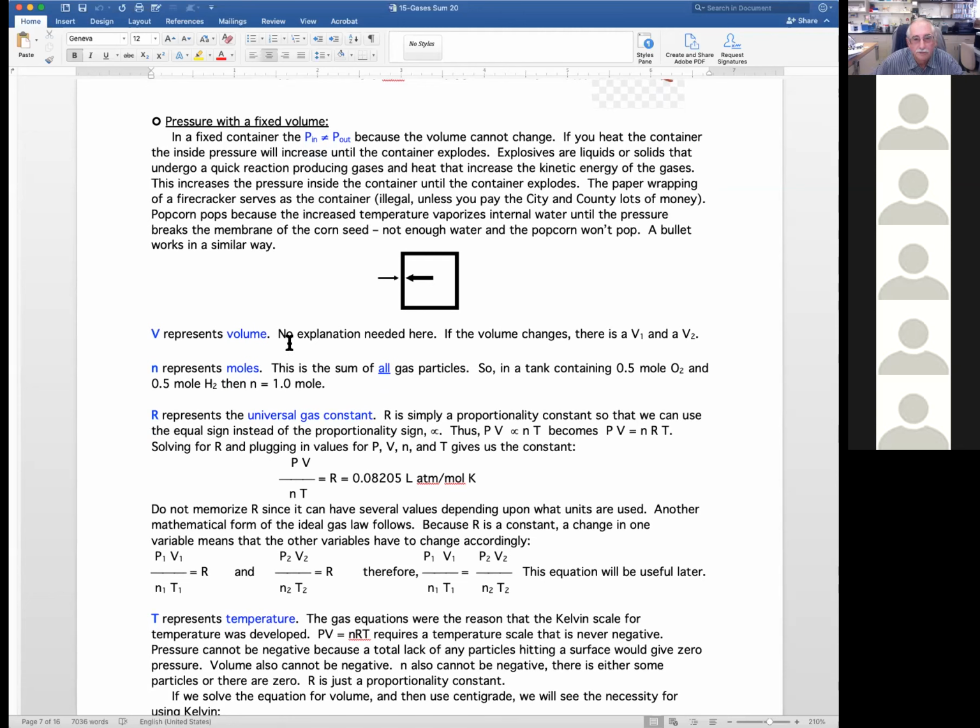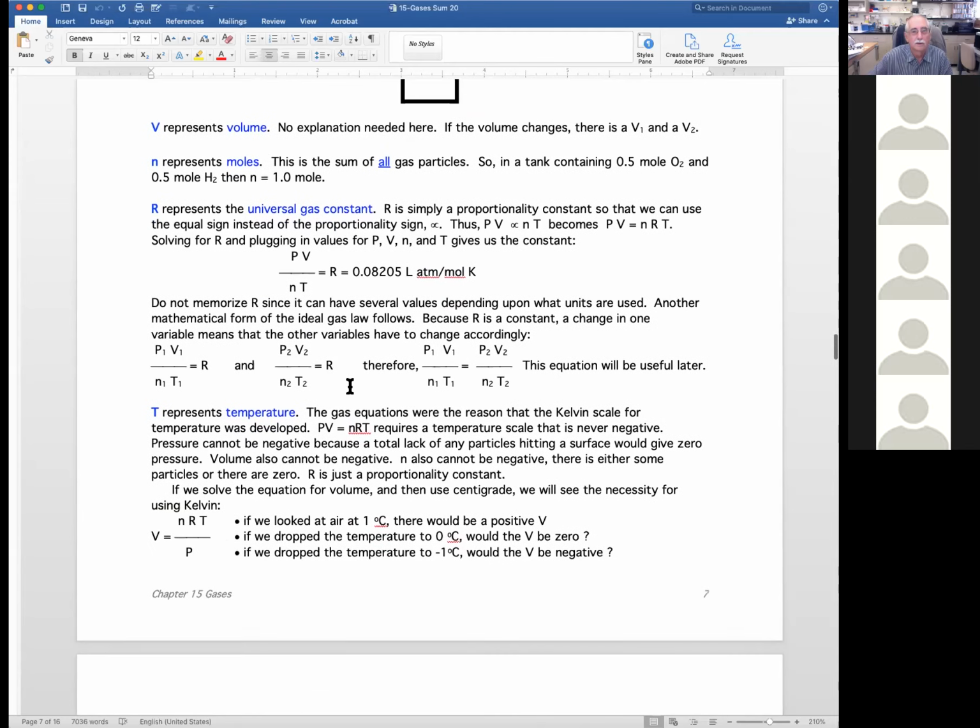So V represents volume. If we have a volume change, we might say V1 versus V2. N is the number of moles. It's the sum of all the gas particles. So if you had a tank with half a mole of oxygen and half a mole of hydrogen, then N would be 1 mole.